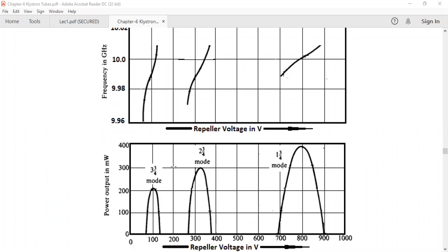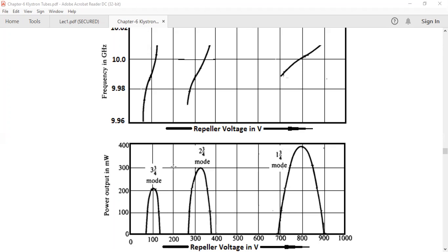The above figure shows the bandwidth, the range. The range where it will act as an oscillator is called bandwidth. The range is more at the dominant mode, and it decreases after that. It depends upon the repeller voltage, and power levels are also more. How can you find out that tuning range? You can call it bandwidth, or you can say tuning range.